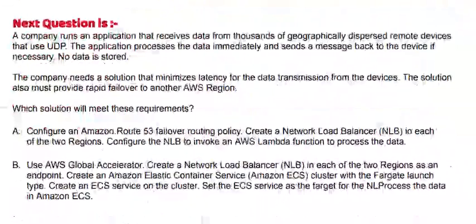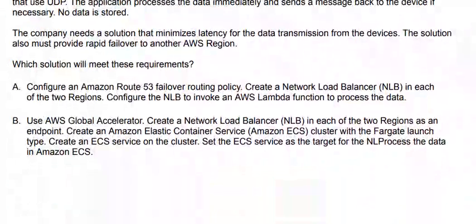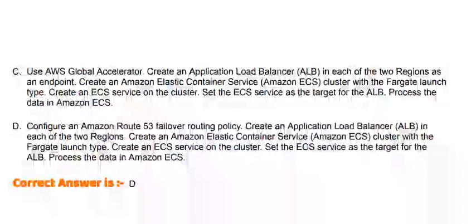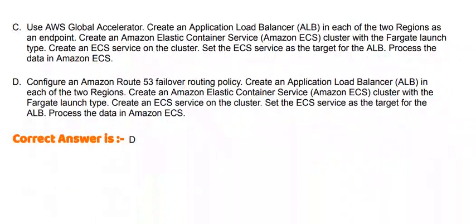Next question is, a company runs an application that receives data from thousands of geographically dispersed remote devices that use UDP. The application processes the data immediately and sends a message back to the device if necessary. No data is stored. The company needs a solution that minimizes latency for the data transmission from the devices. The solution also must provide rapid failover to another AWS region. Which solution will meet these requirements? Please go through the options. And the correct answer is option D.